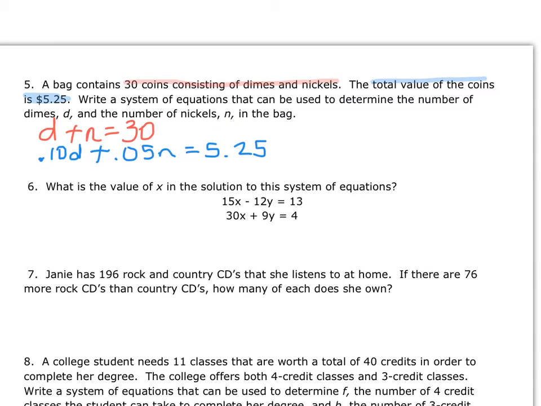Number 6. Number 6 says, gentlemen, ladies, y'all ready? What is the value of x in the solution to this system of equations? Well, there's a couple of different ways I could solve this, right?